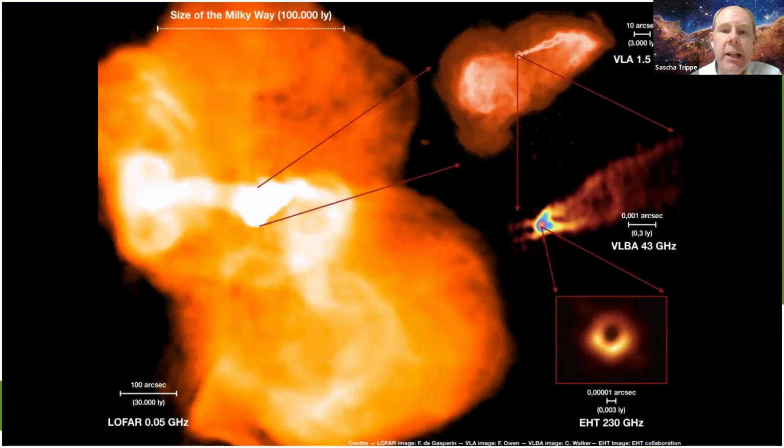On the left hand side, you see an observation with a specific observatory at very low radio frequencies, 50 megahertz. So you see the distribution of the gas throughout the entire galaxy, and then using more and more elaborate radio interferometric arrays, observing at higher and higher frequencies, you can stepwise zoom in into the central engine of this active galaxy.